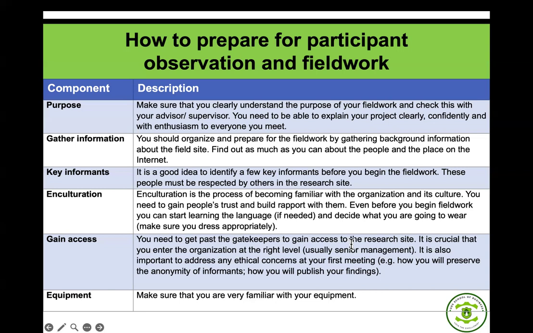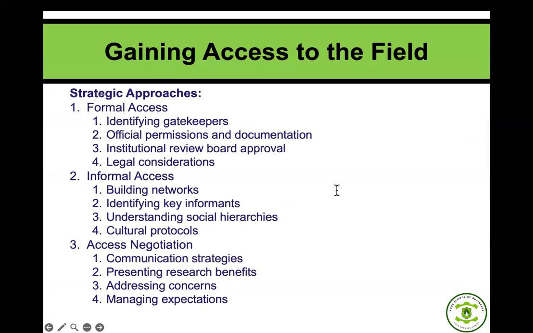And then the last one is equipment. You have to ensure that you are very familiar with your research equipment. If you are using a recorder, make sure you test it and ensure that the recorder is working very well. Now, gaining access to the field. At this particular stage, I want us to explore the critical pathways we can use to gain field access, especially in participant observation research. The first one is formal access. We also have informal access and then access negotiations.